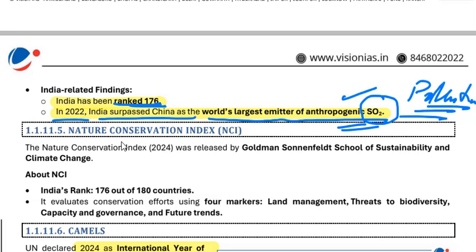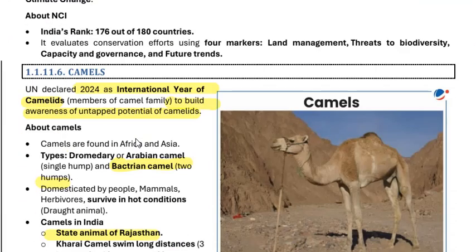Next is the Nature Conservation Index. Okay, the Nature Conservation Index, you should see just once. Not very important for the exam. UPSC doesn't ask this type of question. Next is about the camels. Camel is always important because the UN declared 2024 as the International Year of Camelids.